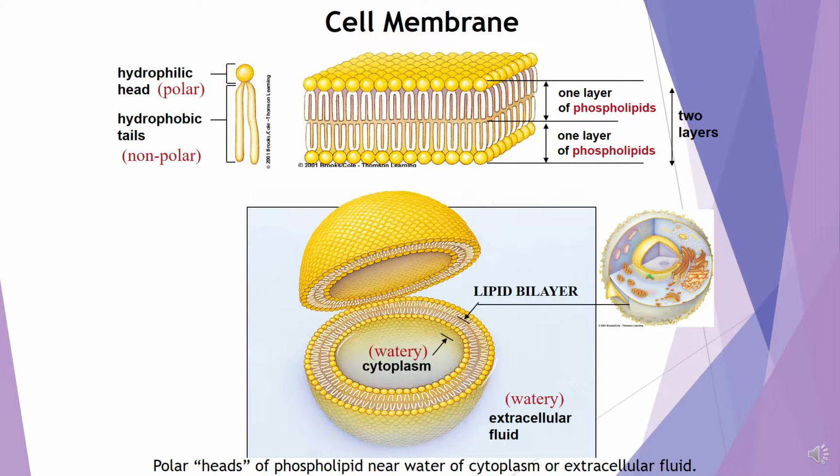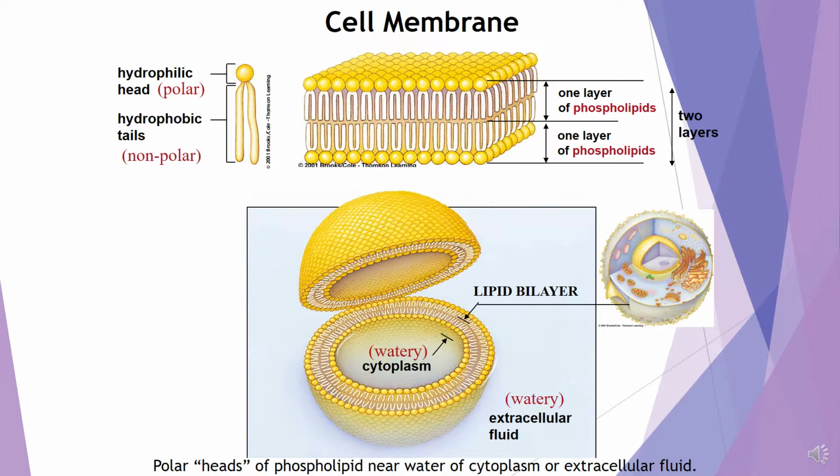All right, so I want to focus in on the cell membrane. It's a really, really important part of the cell. Like I said, it determines what enters and leaves, but I want to talk to you more about what the cell membrane looks like. So it's made up of what's called a phospholipid bilayer.